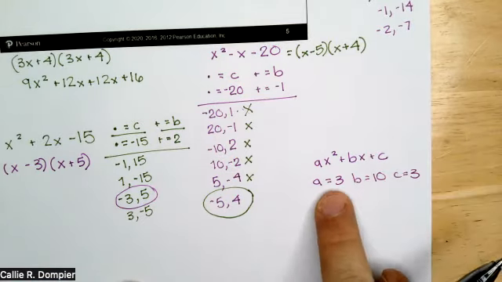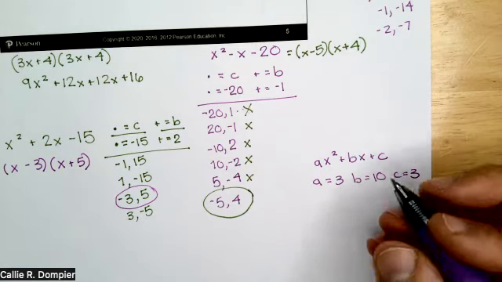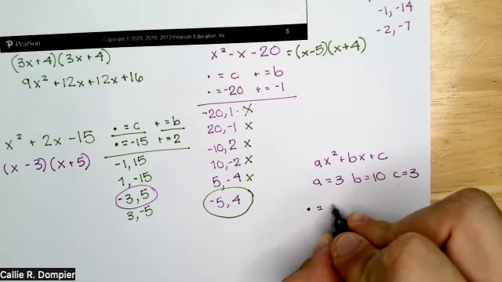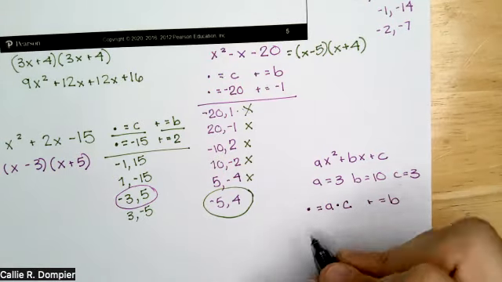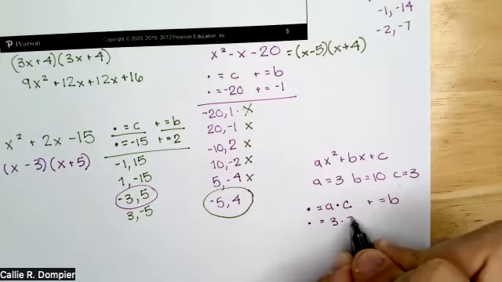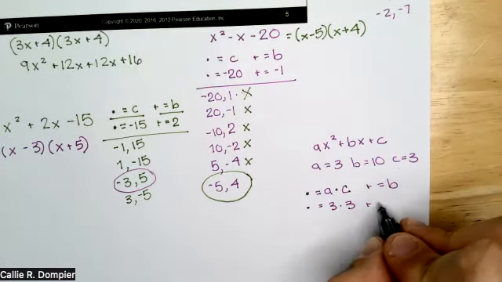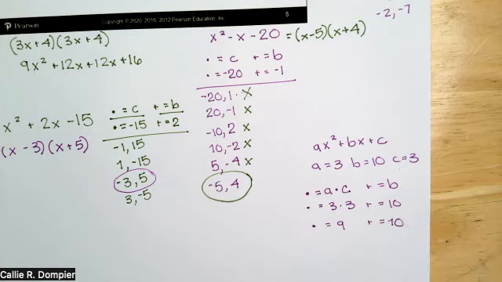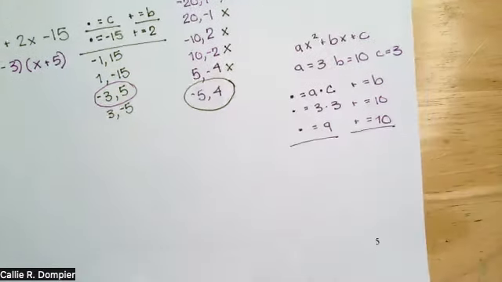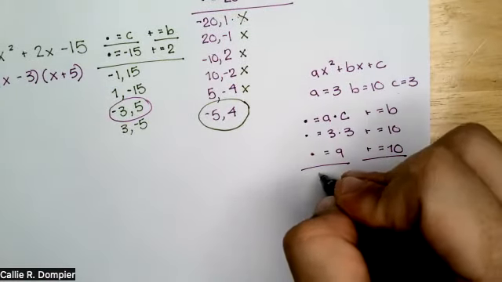c is 3. So if a is not 1, now what you have to do is it needs to multiply to equal a times c and still needs to add to equal b. 3 times 3, and it still needs to add to equal 10. So it needs to multiply to equal 9, add to equal 10. What are two numbers that you can multiply together to get 9 and add together to get 10? Just a 9 and a 1, right?